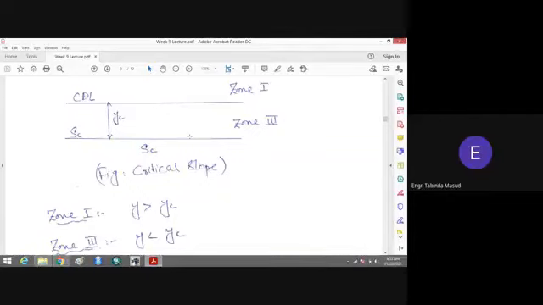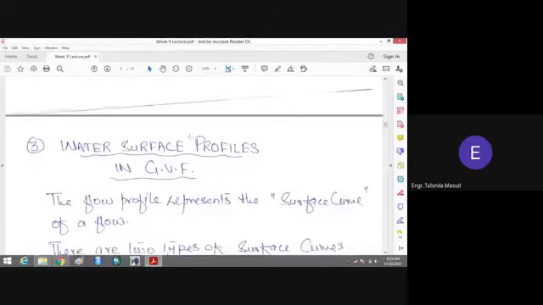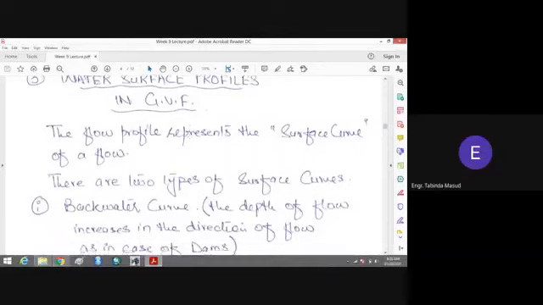And what is the adverse slope? Adverse slope is the slope for which we say that the slope is less than 0, meaning we have a negative value for the adverse slope. When we discuss it, you will come to know how we get a negative value for the adverse slope. So let's come to our topic, water surface profiles in gradually varied flow.